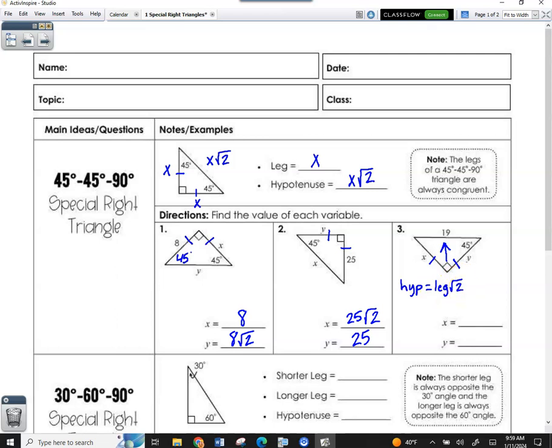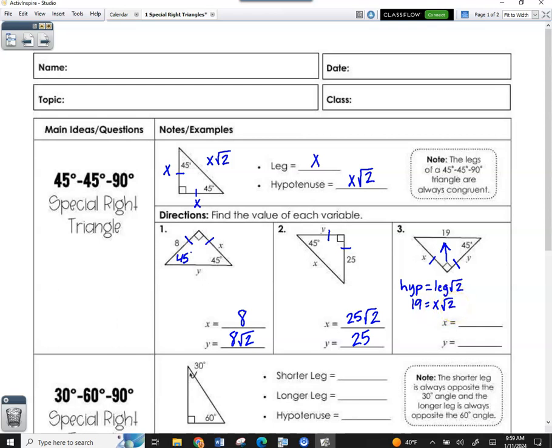And you don't have to write this every time. This is just to train yourself. The hypotenuse is the leg times root 2. Now plug in what you know. I know the hypotenuse is 19. I'm going to focus on one leg for now. That would be x. And then root 2.